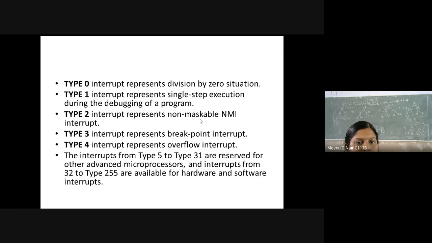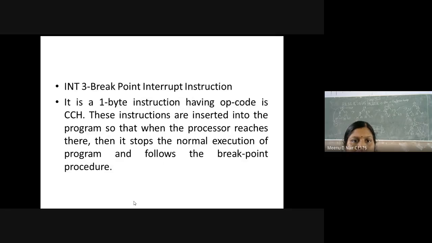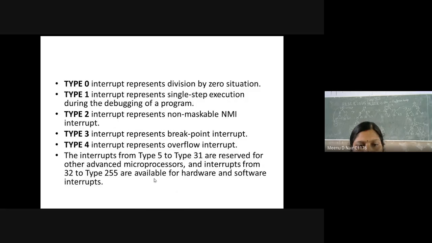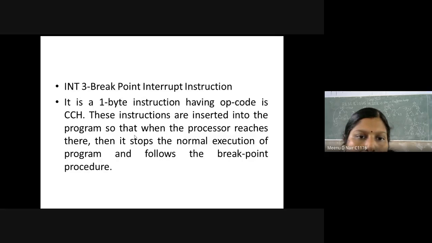Then type 2 is the NMI that we have already seen. Type 3 is the breakpoint interrupt. Type 4 is the overflow interrupt. So 0, 1, 2, 3, 4 have specified tasks. Then 5 to 31 are reserved for advanced processors, and 32 to type 255 are used for hardware as well as software interrupts. So these are the main interrupts of the 8086, right?